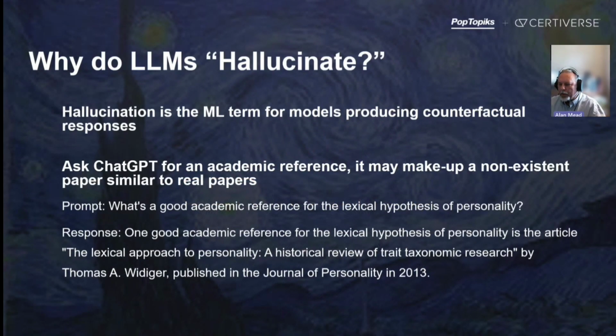So why do large language models hallucinate? Hallucination is a term for producing responses that are not factual. A good example is I ask it, what's a good academic reference for the lexical hypothesis of personality? And it tells me, oh, a good reference is the lexical approach to personality, a historical review of trait taxonomic research by Whittaker, published in 2013.